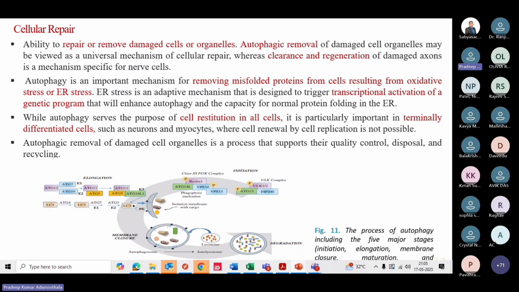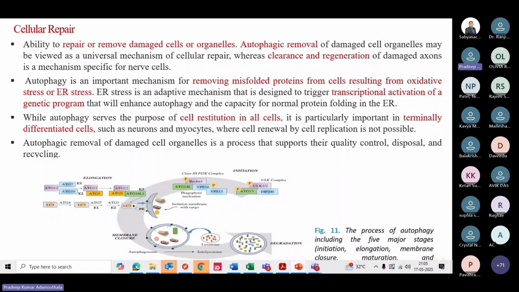Autophagy is an important mechanism for removing misfolded proteins from cells resulting from oxidative stress or ER stress. ER stress is an adaptive mechanism designed to trigger the transcriptional activation of a genetic program that will enhance autophagy and the capacity for normal protein folding in the ER. While this serves the purpose of cell restitution in all cells, it is also important in terminally differentiated cells such as neurons and myocytes, which do not have regeneration capacity.